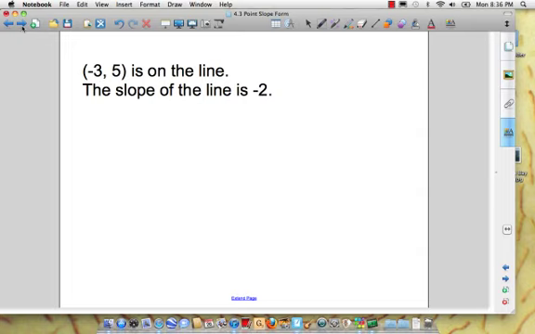Okay, so on the next screen I'm going to show you an example problem. Suppose you're given these two pieces of information. You've got a line that contains the point (-3, 5), and the slope is -2. Well, here's point-slope form. This is worth memorizing so that you can use it easily when you need to. This is the way I was trained to write it, so that's the way I'm going to do it, and then at the end, I'll make it look the way your book does.